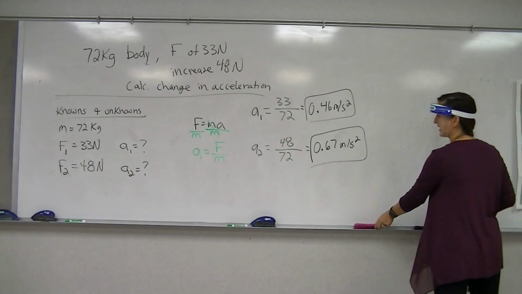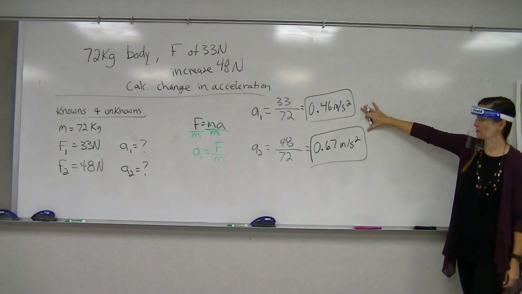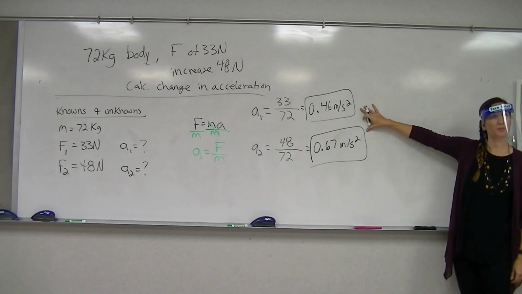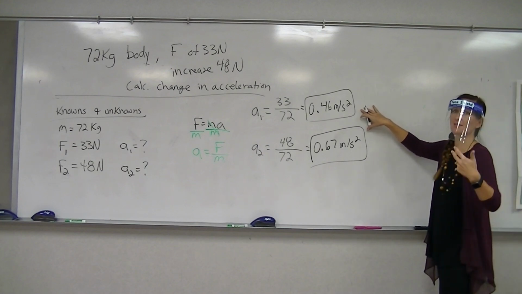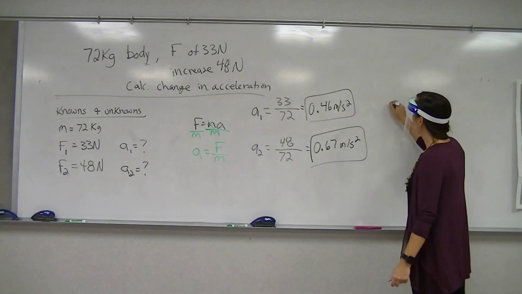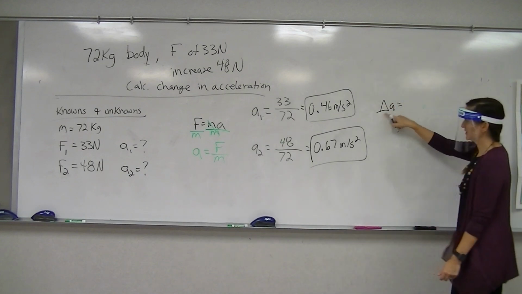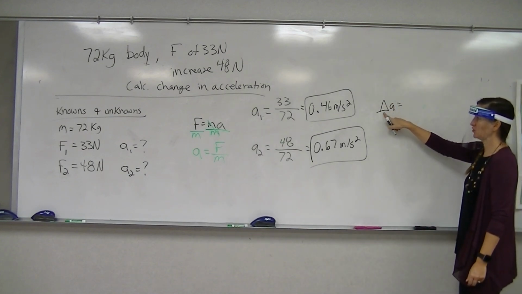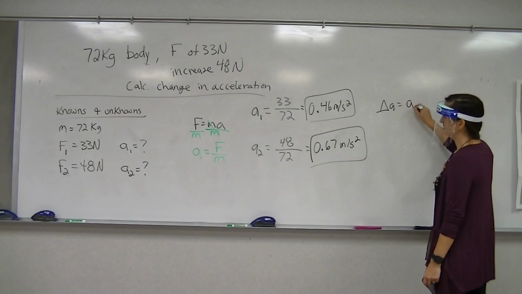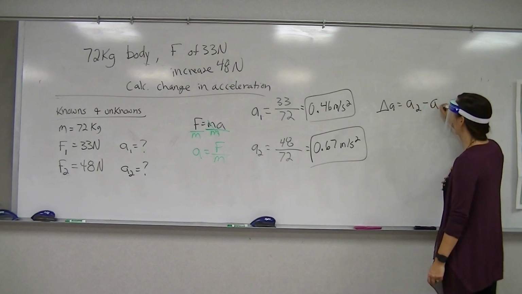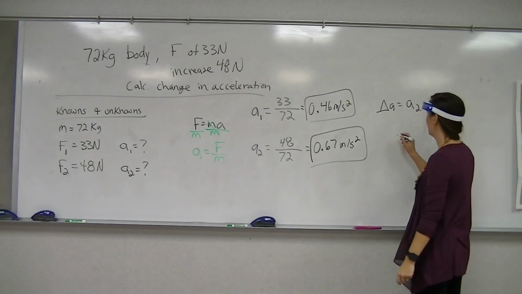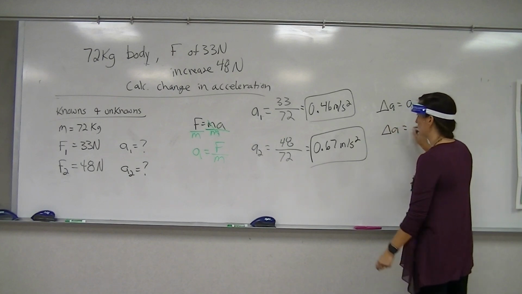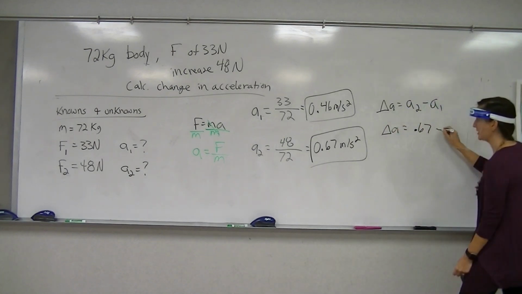So how do you think you calculate the change in acceleration? You would subtract those two numbers, right? I want to see the difference. When you say the word difference in math, that means subtract. So my change in acceleration, or delta A, that triangle means change, would be my A2 minus my A1. So you always want to take final minus initial. And A2 was my final acceleration. So you get 0.67 minus 0.46.